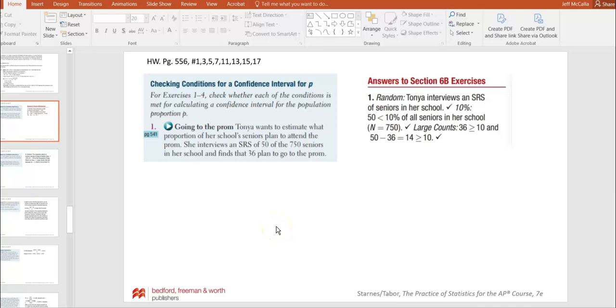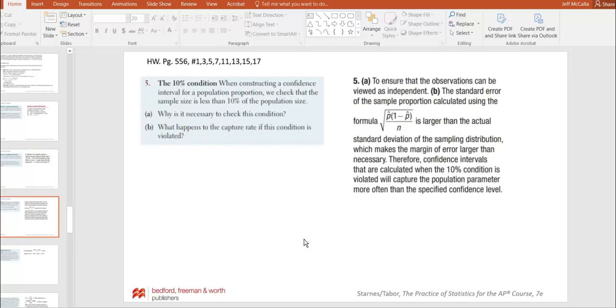Okay, we're on the second part of Unit 6B here. It's the homework from last night.